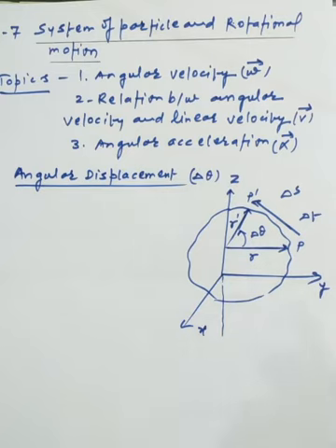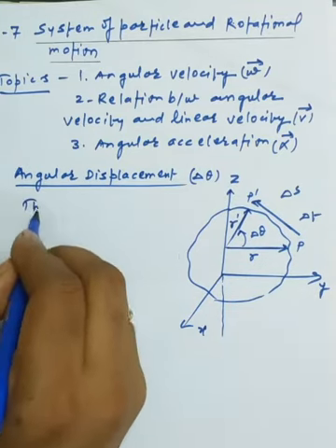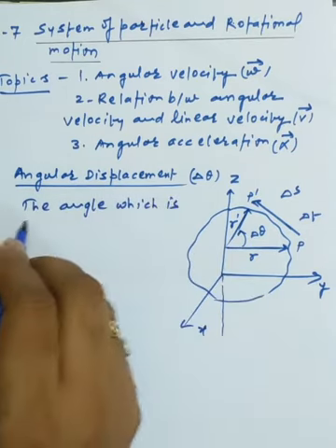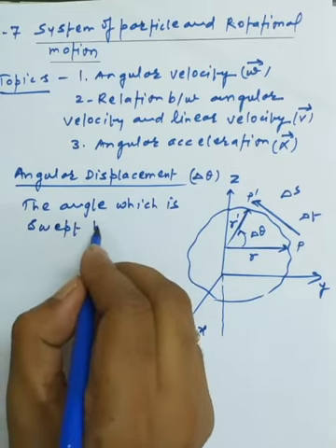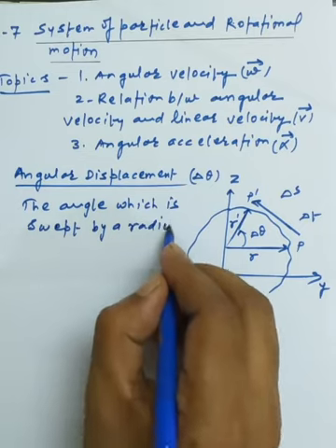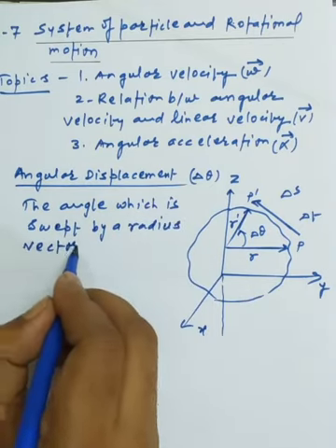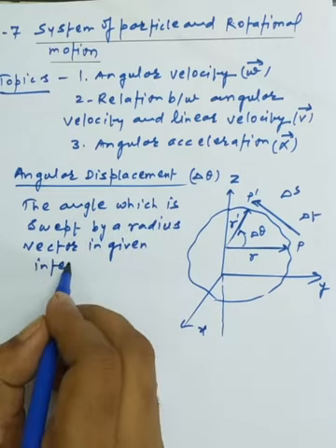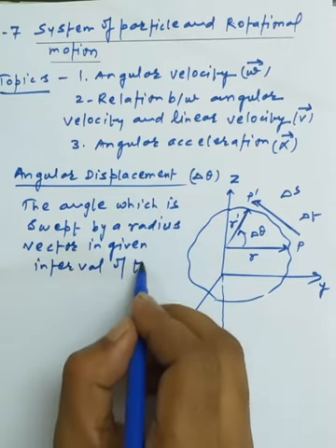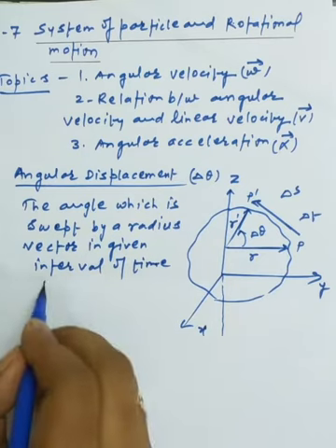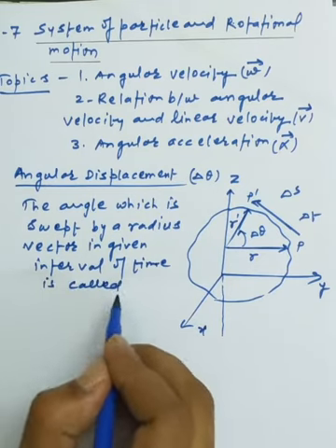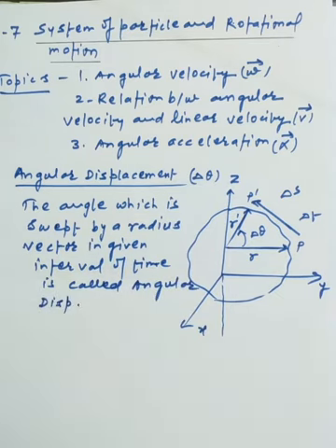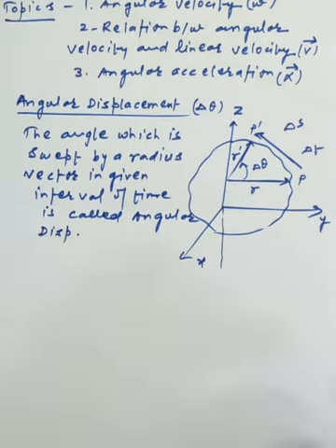So basically we can state about the angular displacement: the angle swept by a radius vector in a given interval of time is called angular displacement. This is the basic concept we have developed here.